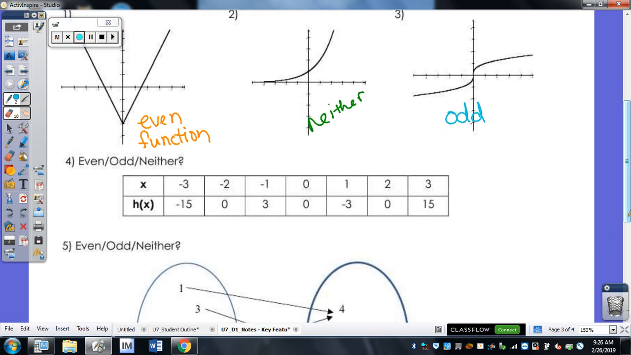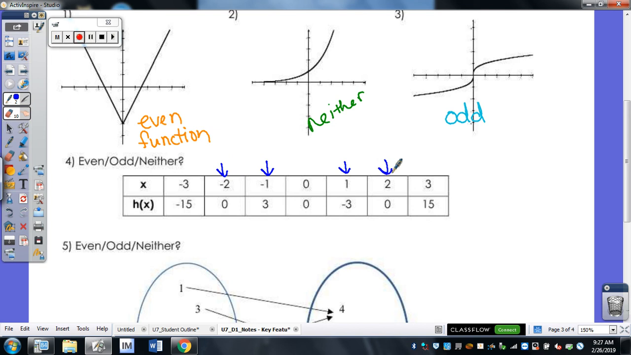When you have a table of values, it's a little more difficult to see, but it is possible. So again, you want to look at, for example, 1 and negative 1. It's the same numbers, just one's the positive version, one's the negative version. So if I plug in a negative 1, I get a positive 3. But if I plug in a positive 1, I get a negative 3. It's not even, because I would have gotten the same exact number if I had done that. That would tell me it was even. Potential to be odd, because they switch. This one gives you positive, this one gives you negative. So we want to check the next ones.